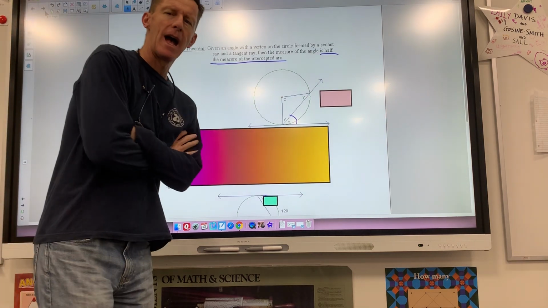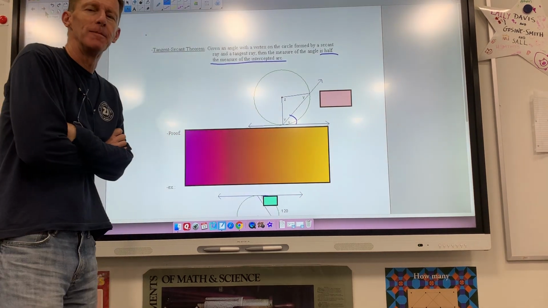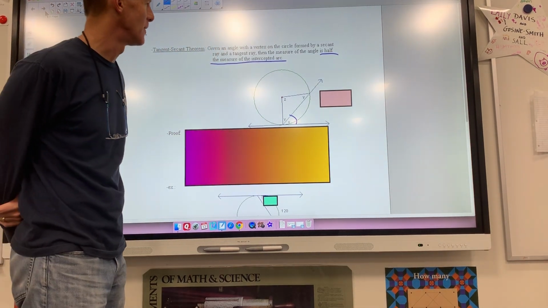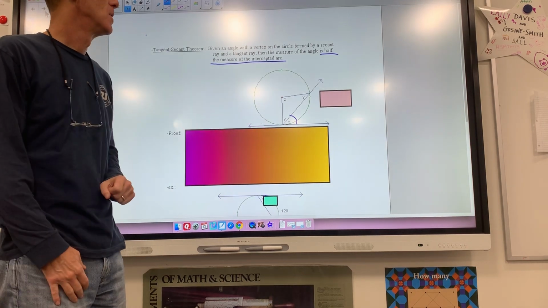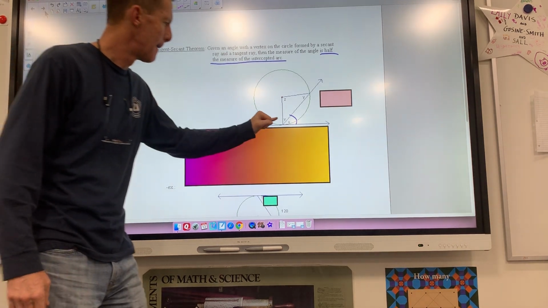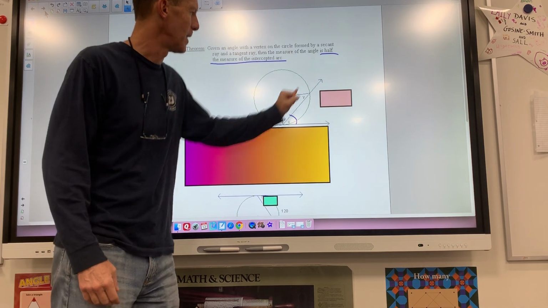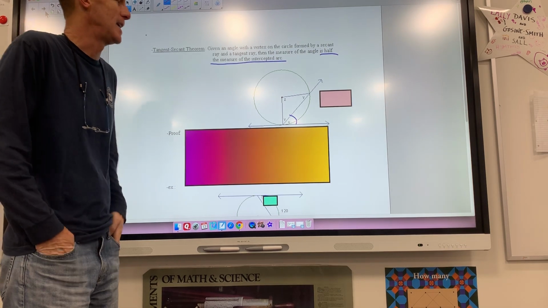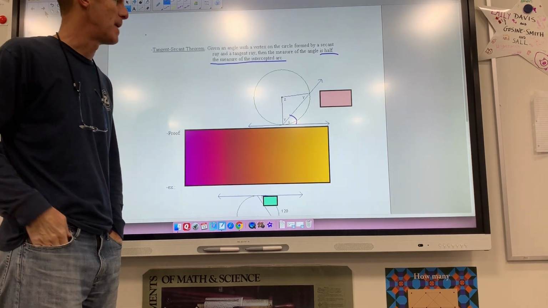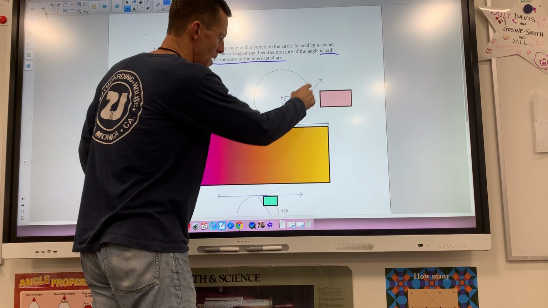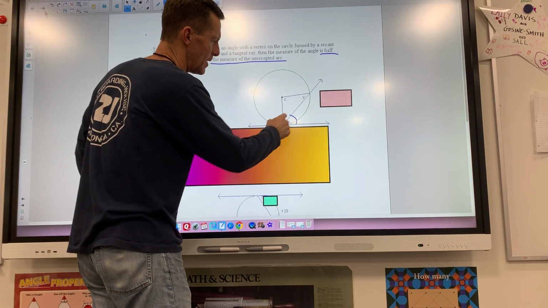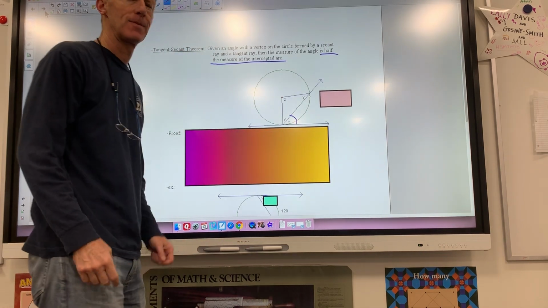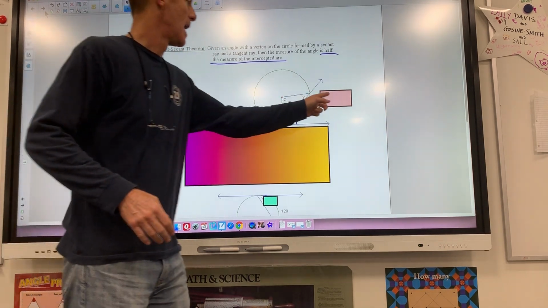Onwards, upwards, we have the tangent secant theorem. Given an angle with a vertex on the circle, formed by a secant ray right there and, excuse me, that's the tangent ray. The secant ray, tangent ray. Then the measure of the angle is half the measure of the intercepted arc. In other words, this angle right here is half of the measure of that arc.